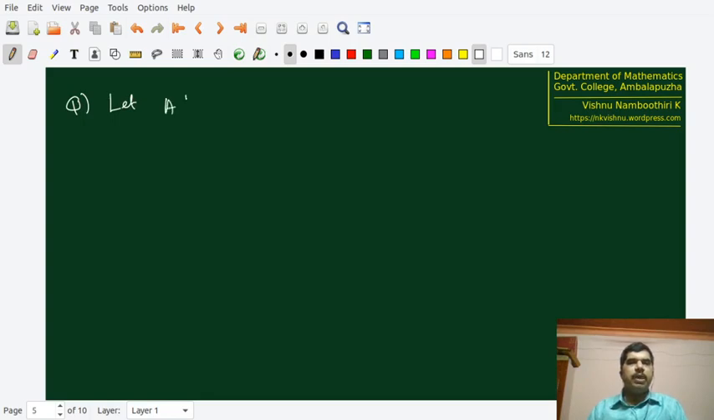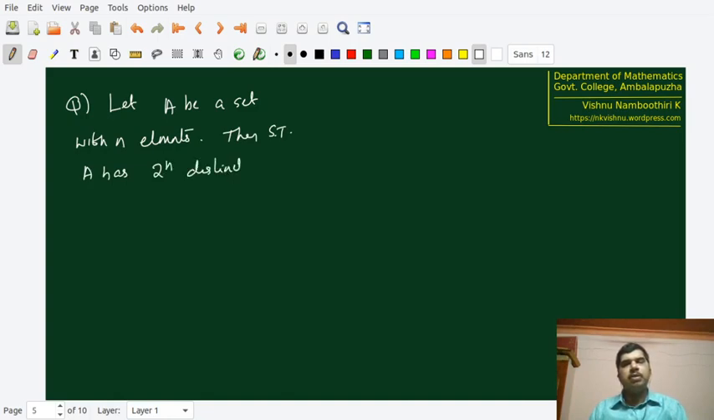Let A be a set with n elements. Then show that A has 2 raised to n distinct subsets. Here we can safely assume that n is going to be a natural number, or in fact if n is equal to 0, that means empty set, then also this will work, but that's not very interesting for us. We are going to use induction to verify this.